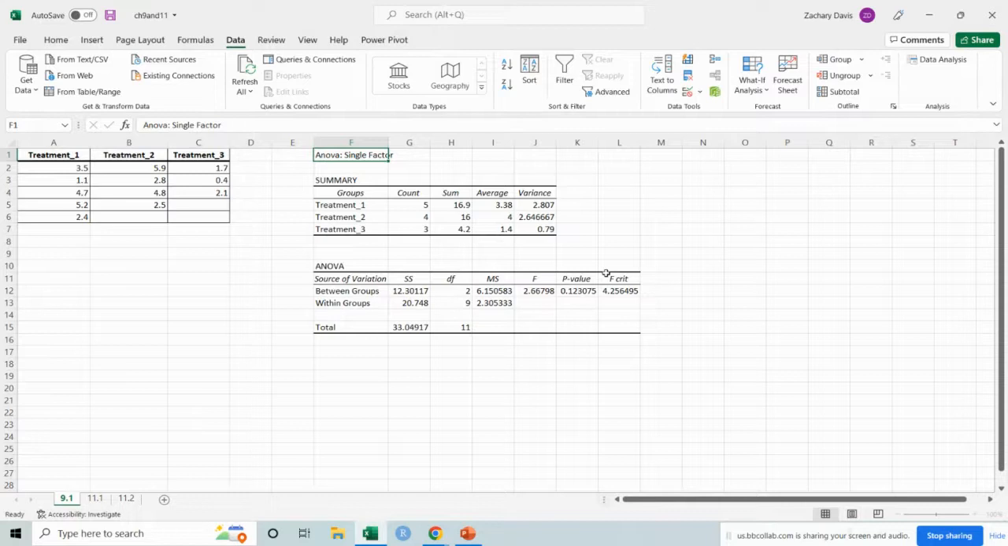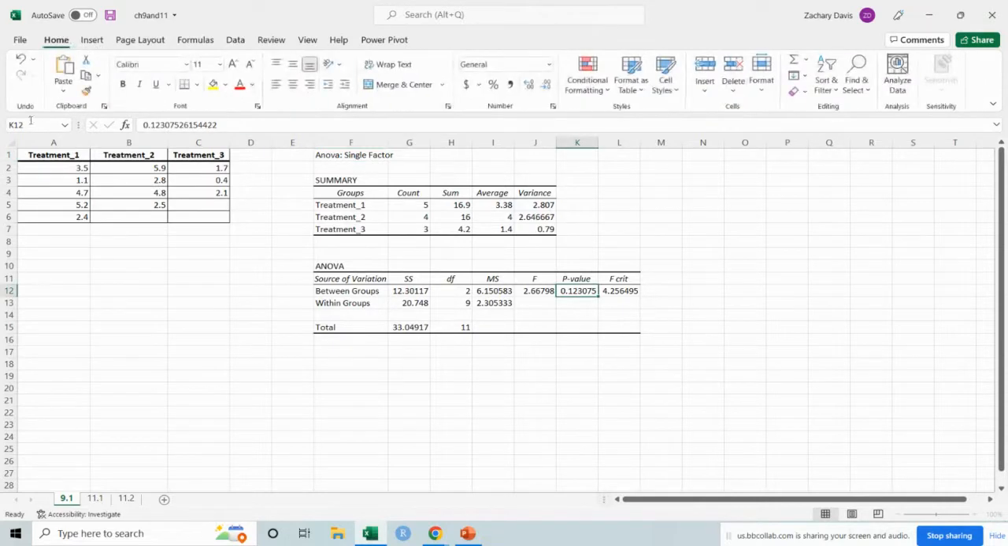What is of importance, basically what we want to know, is whether the means of these 3 treatments are significantly different. And like I said before, what we're really interested in is this value. Since that value is greater than 0.05, these means are not significantly different. Thus, we would have to accept the null hypothesis.